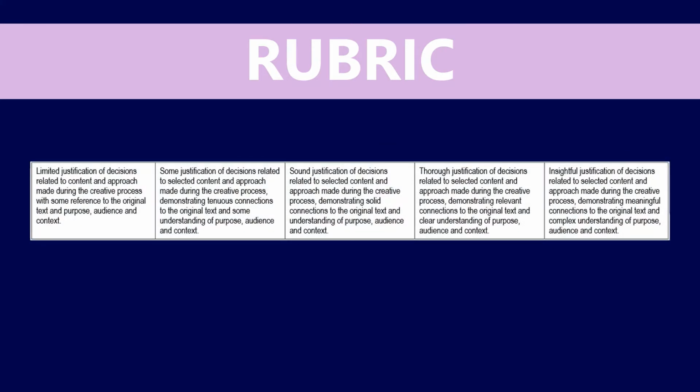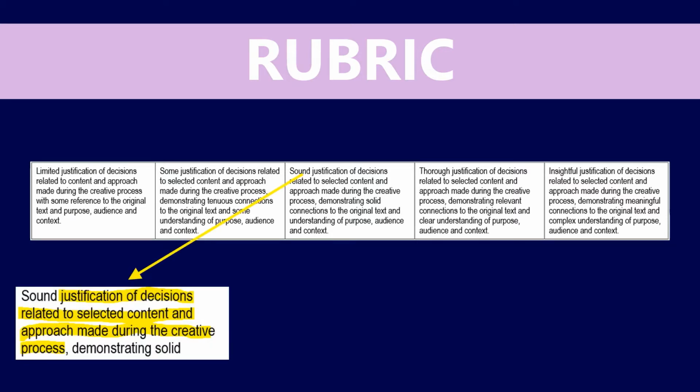In terms of the VCAA rubric, it's the one down the very bottom, and you can break it down into three sections. The first one is the justification of decisions related to selected content and the approach made during the creative response. So here we're pretty much wanting to look at justification or explanation behind the decisions that you've made. And you'll see it goes from having a limited justification to having a really insightful justification. So having really strong knowledge of the text is going to be really important.